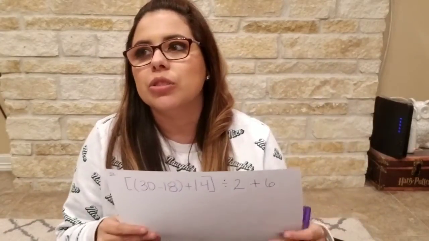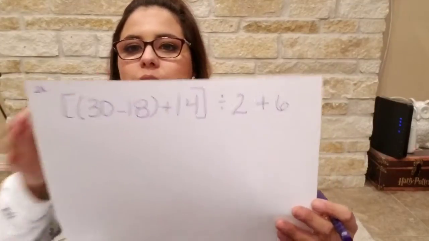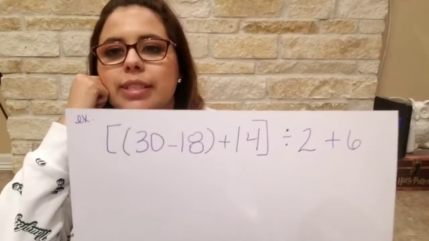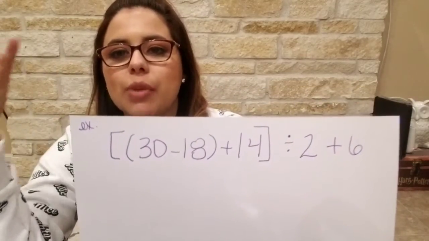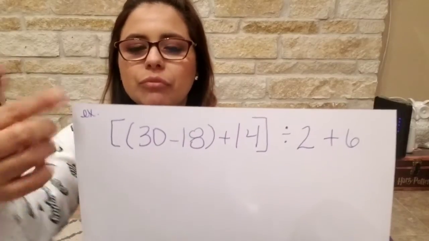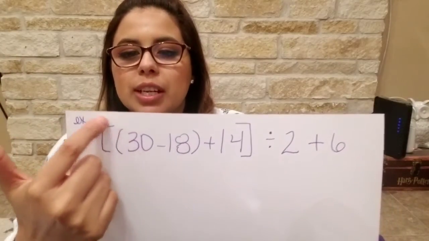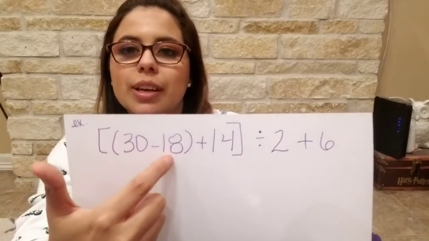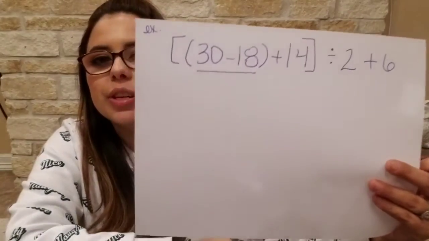Okay, so the very first one is your example when it's in your journal, and I'm just doing it on my paper so you can see it better. That's the only reason. So this is what you should have as your example on the front page. In our rule, we said that anything in parentheses or brackets has to be solved first. I only see one set of parentheses and one set of brackets. These parentheses are inside of my brackets, so I'm going to solve the 30 minus 18 first. And the way I show that is I underline that part. That's telling me that that's the part I'm going to solve first.